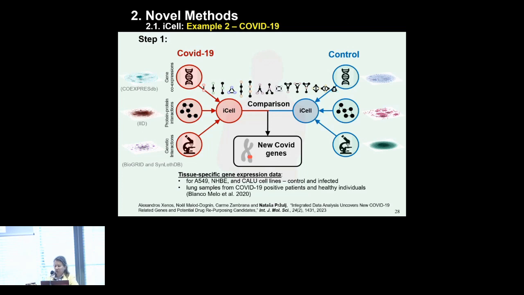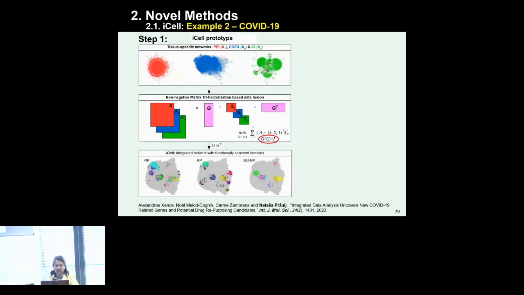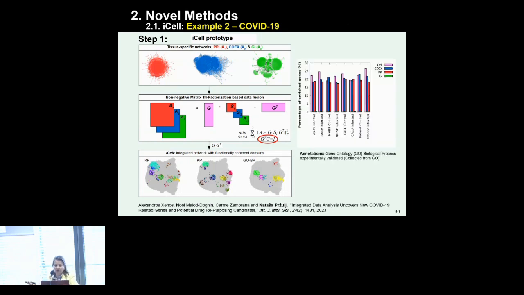Basically, this is our paper that just got published earlier this year. Exactly the same model, except the tissue specificity comes from these cell lines, for controlled infected cell lines, and also from lung samples of COVID-19 positive patients and healthy individuals from the first study that got published early in the pandemic. So exactly the same thing as before, except now we want this matrix factor of genes to be orthogonal or orthonormal. And you will see why a bit later on.